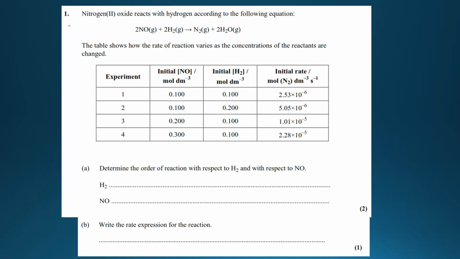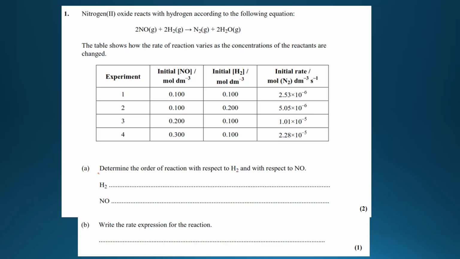In this video, we'll go through an IB question and it'll end up with us calculating the rate constant for this reaction here. So here's our reaction, and this is the data from the experiment. We have 4 different experiments. We have the initial concentration of the nitrogen monoxide, initial concentration of the hydrogen, and the initial rate of reaction.